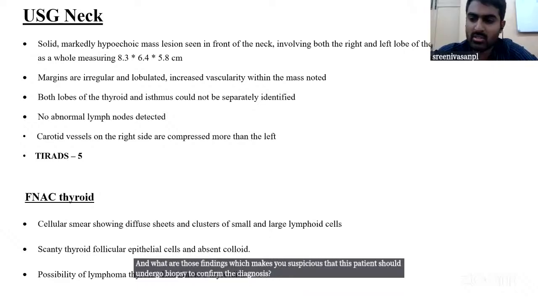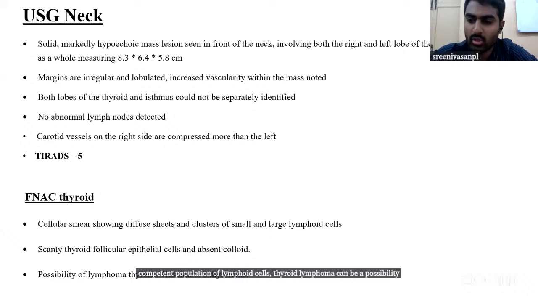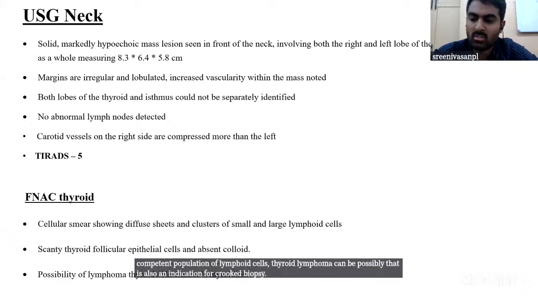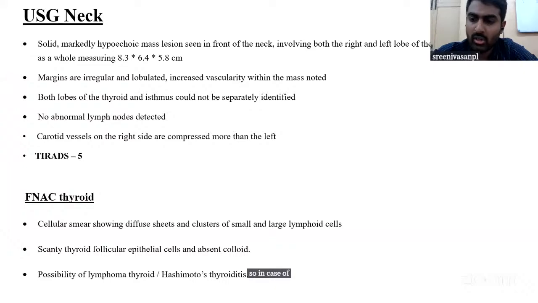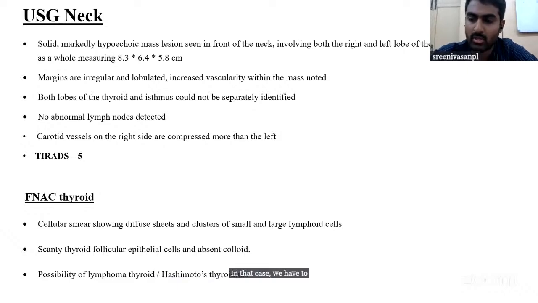First, if FNAC is showing any atypical cells or necrosis, that is an indication for biopsy. Sometimes in case of an abundant population of lymphoid cells, thyroid lymphoma can be a possibility. That is also an indication for true-cut biopsy. In case of a follicular lesion, with FNAC we usually cannot differentiate between benign and malignancy. So in that case, we have to ideally go for a biopsy also.